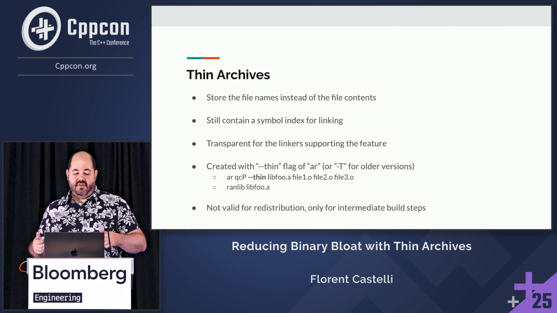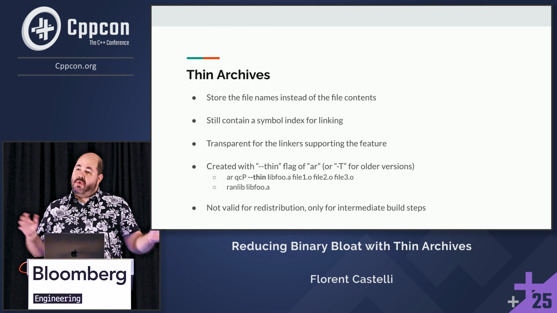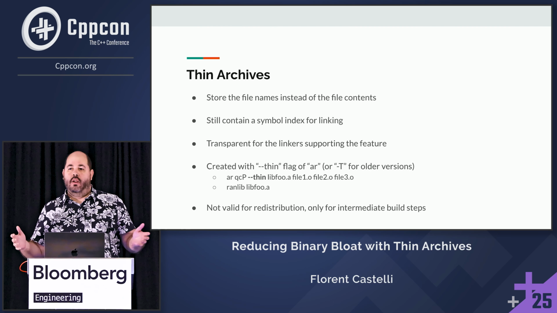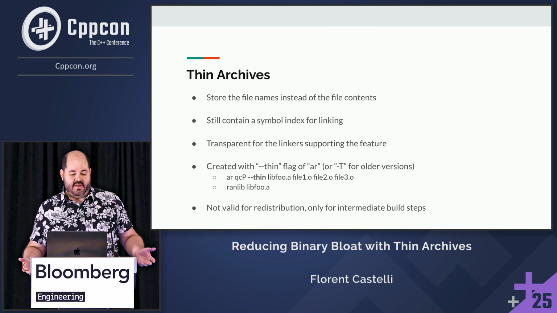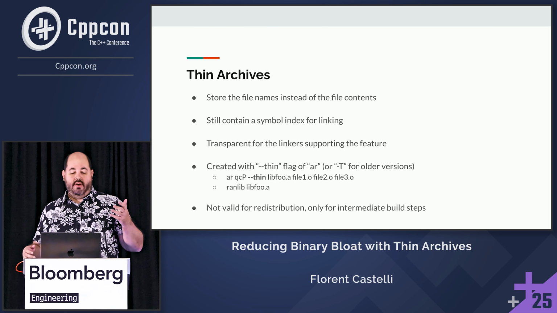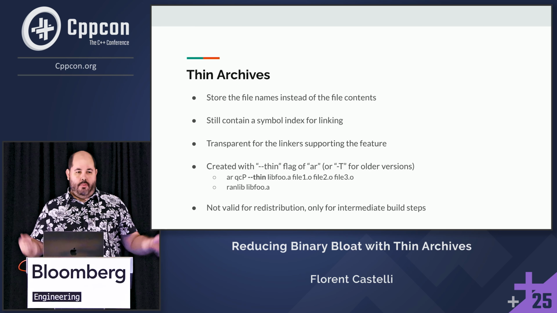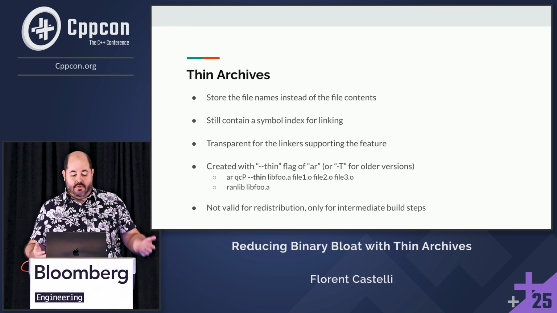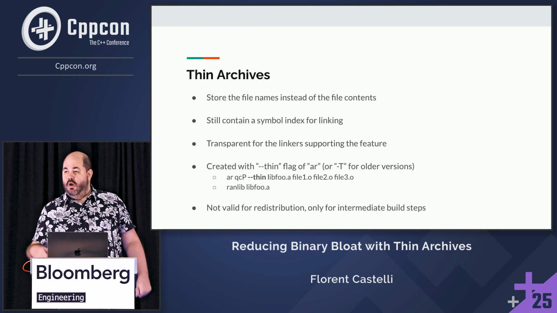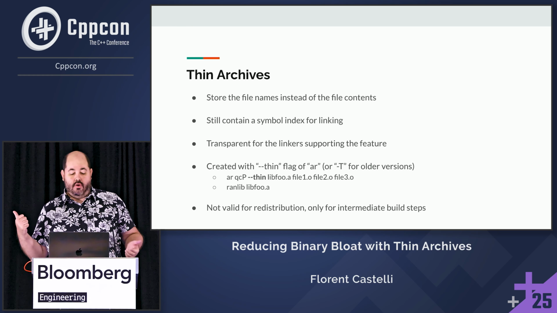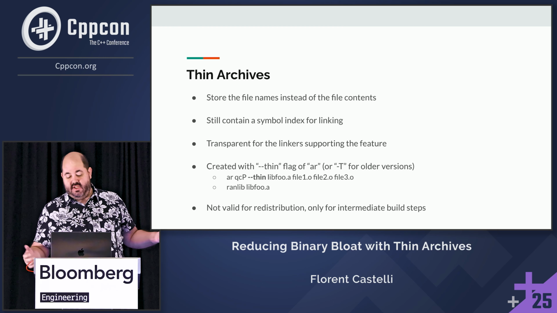That's called thin archives. It was invented in 2008, so it's quite old now. And instead of copying the files in there, you just copy the name of the file, because the file is already on disk next to the static archive. So why do you need another copy of it? You still have in there the symbol index for linking, because the linker needs that instead of opening hundreds of files. That is a lot more efficient. And the linkers just use them the same way. It's totally transparent. You create a thin archive using a flag called --thin or -T with all the versions, and you use it the same way.